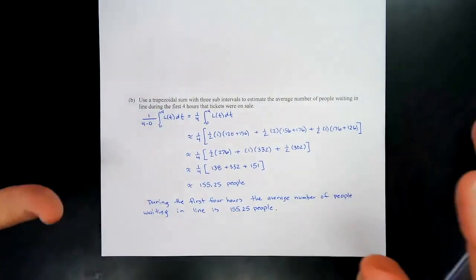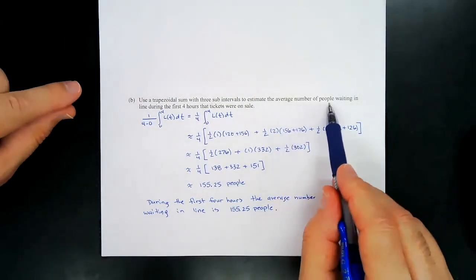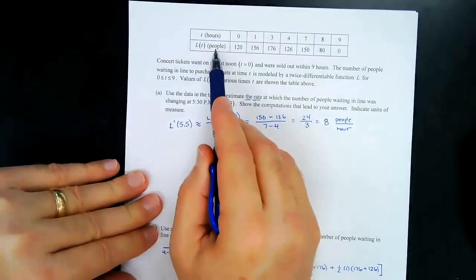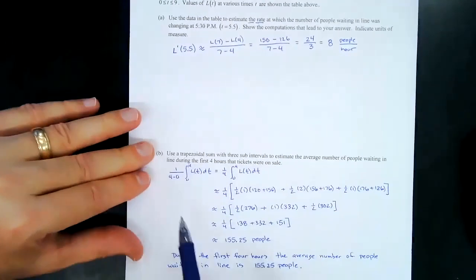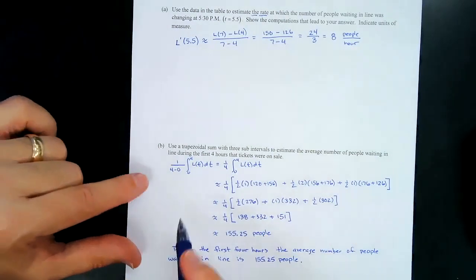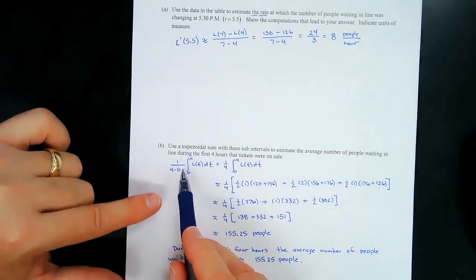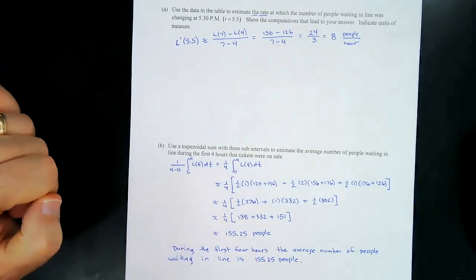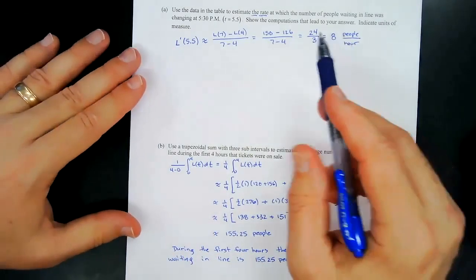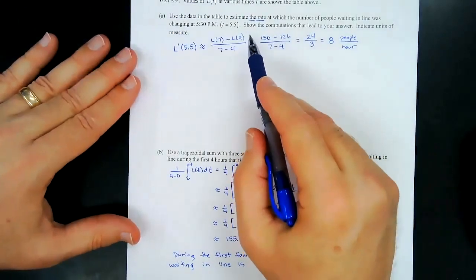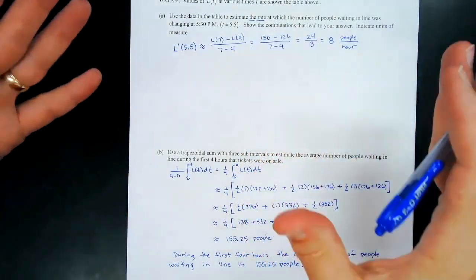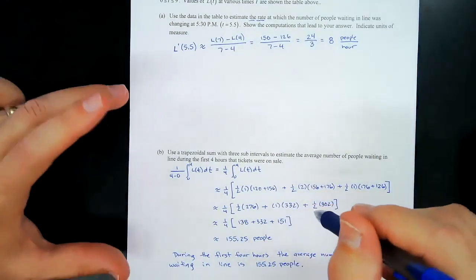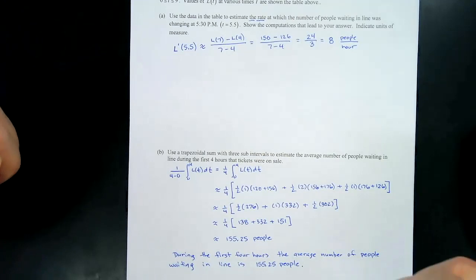So we have to look at the difference. You're going to see average number of people, that'd be the average of L of t. How do you find the average of a function? It's 1 over b minus a times the integral from a to b of whatever the function is. Versus the one above, which was estimate the rate. So we're estimating a derivative and we're also estimating an integral with both of these two questions.